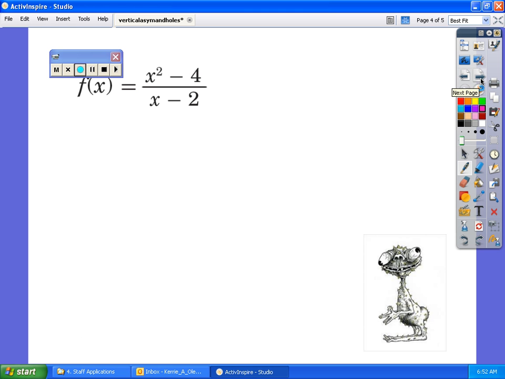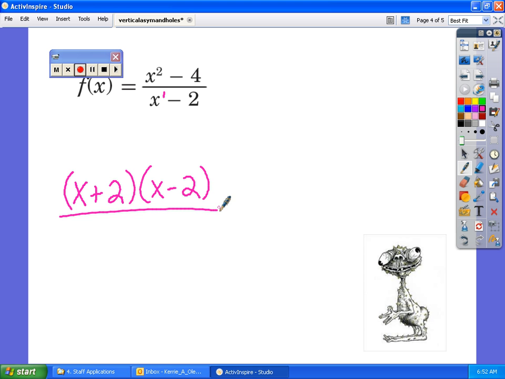Okay, this one's a little tricky. This one is a case where my numerator power is bigger than my denominator power. In this case, we say it has a slant asymptote. So I'm going to factor the top, which is x plus 2 times x minus 2, and the bottom is x minus 2. These cancel, so my slant asymptote is the line y equals x plus 2.